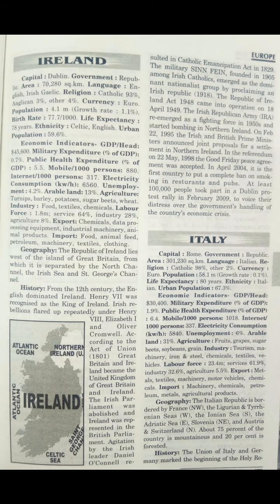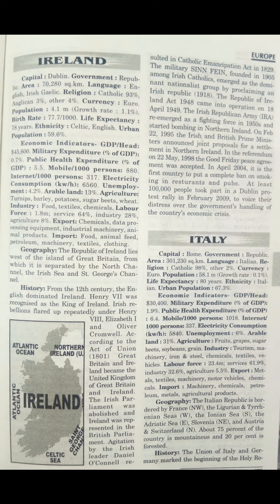The next country is Ireland. Ireland capital is Dublin. Government Republic, area 70,280 square kilometer, language English, Irish Gaelic, religion Catholic 93%, Anglican 3%, other 4%, currency is euro, population 4.1 million, growth rate 1.1%.